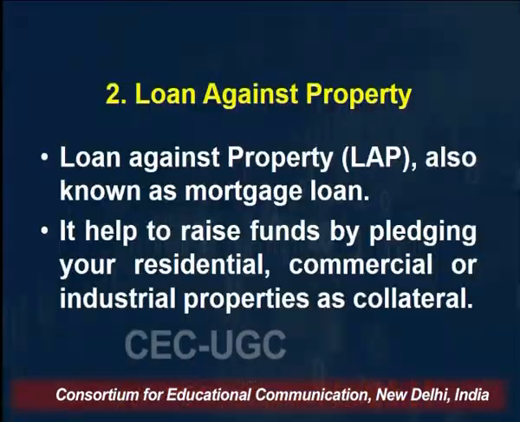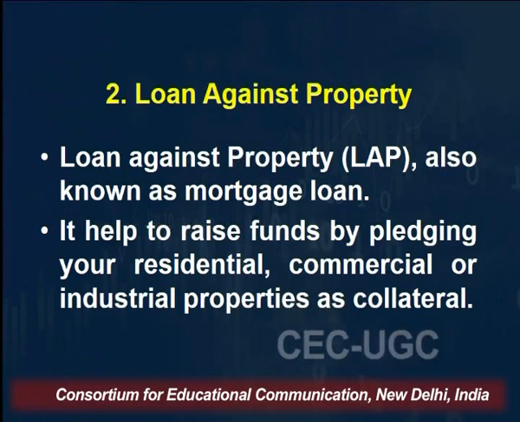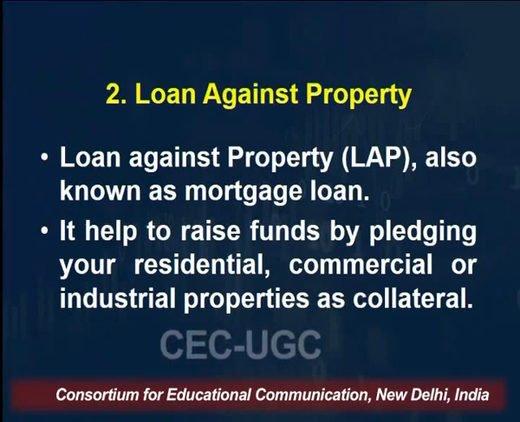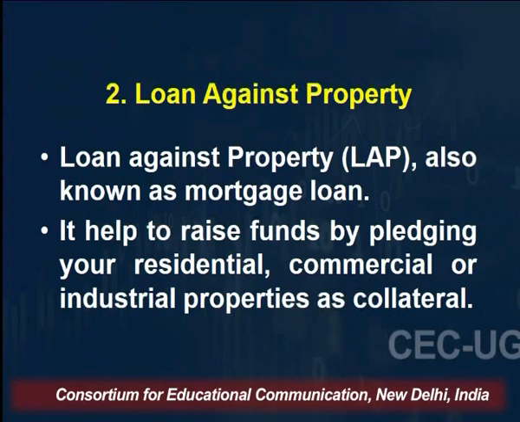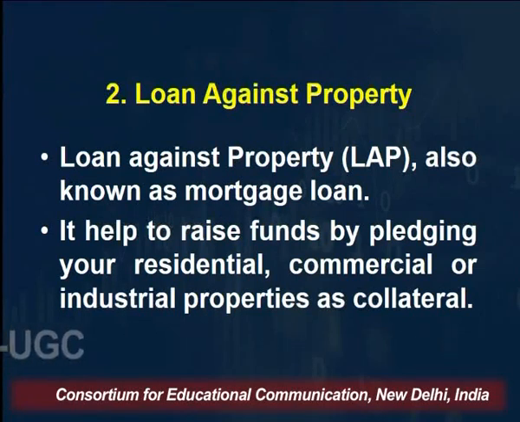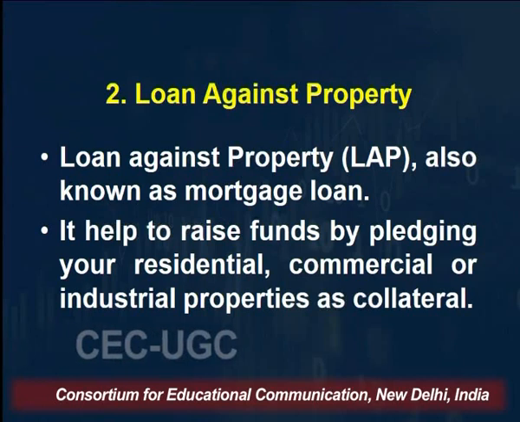So, this is the first thing that we require, and then we can have a loan against the property, which we call LAP. The loan against property, also known as a mortgage loan, helps to raise funds by pledging your residential, commercial or industrial properties as collateral.